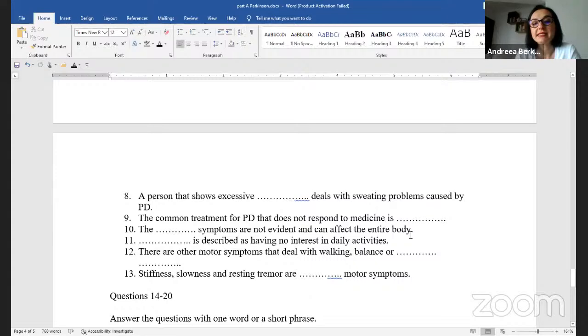Okay, so let's look at question 8. We have a person that shows excessive blank, deals with sweating problems caused by PD. What do you think is the specific information here? Shows excessive. Sweating problems. Excessive can also be specific information that you will use for scanning, but it's quite vague. I think you would better use another word from the statement that would be easier to scan, because with excessive you don't know exactly what it talks about, so you will have to scan all 4 texts. Sweating problems. Right. That would be which text? C.